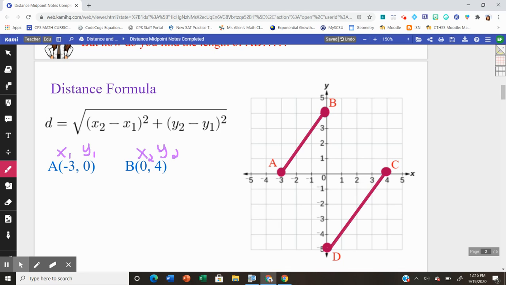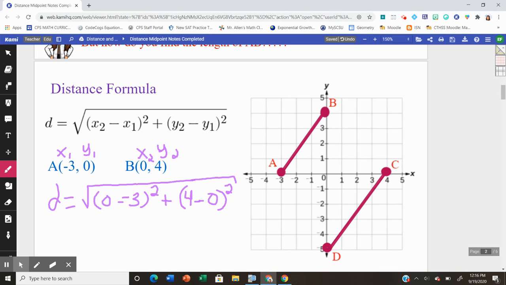So from here, let's plug into the formula. Again, it looks really scary, but it's not too bad. The more we do it, the easier it's going to get. So D represents distance. So the distance is equal to the square root of the difference in the x values. So 0 minus negative 3 squared plus the difference in the y values squared. So our y value, it was y2 minus y1, and again, squared.